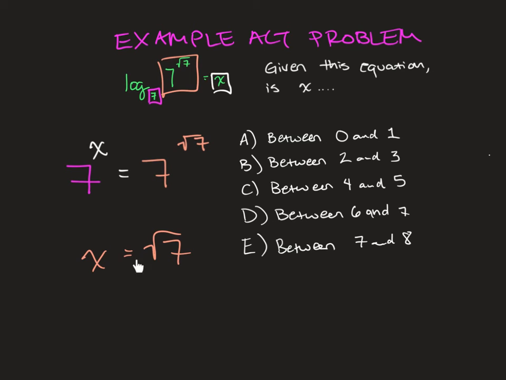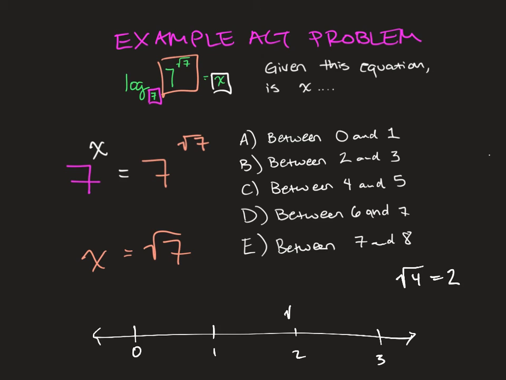Now I just need to figure out, is the square root of 7 between 0 and 1, between 2 and 3, etcetera. My favorite way to do that is to write a number line. So if I have 0, 1, 2, 3, I happen to know that the square root of 4 is the same thing as 2. So I'm going to write that this is the square root of 4. Square root of 1 is 1, because 1 squared is 1. And I know that the square root of 9 is the same as 3.